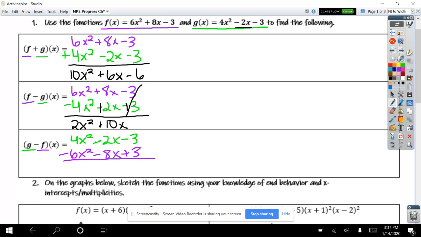Now we combine the terms. 4x squared minus 6x squared is negative 2x squared. Negative 2x minus 8x, or plus negative 8x, same thing, is minus 10x. And then negative 3 and positive 3 cancel. So that's all we're left with. Great.